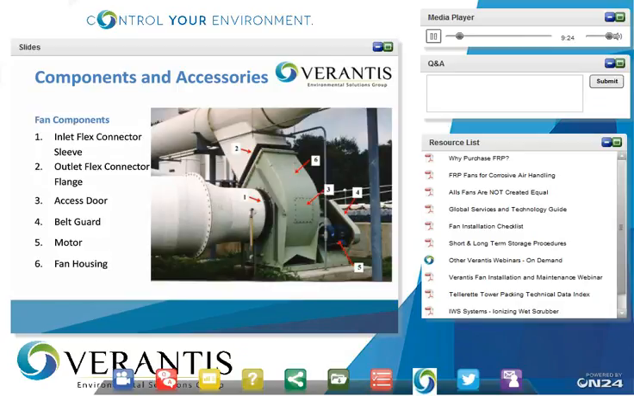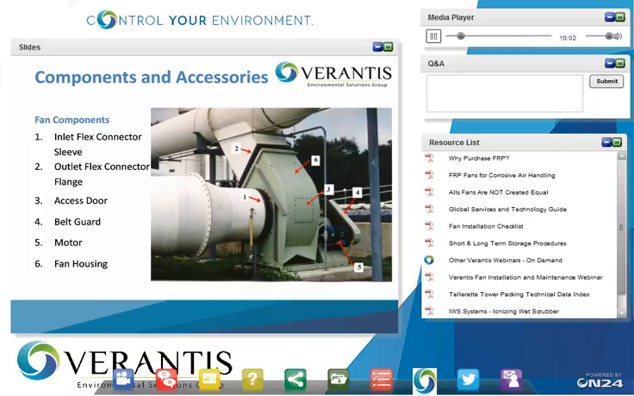Here are a couple of components together with pictures, which are going to help you view it a little bit better. The number 1 and number 2 are the flexible connectors, which are more like accessories, but we're putting them here to emphasize it is really important for you to make sure that the fan is connected to the ductwork with flexible connectors because FRP fans are not supposed to support any external forces. The number 1 is our sleeve type inlet flex connector, while the number 2 is flange type.